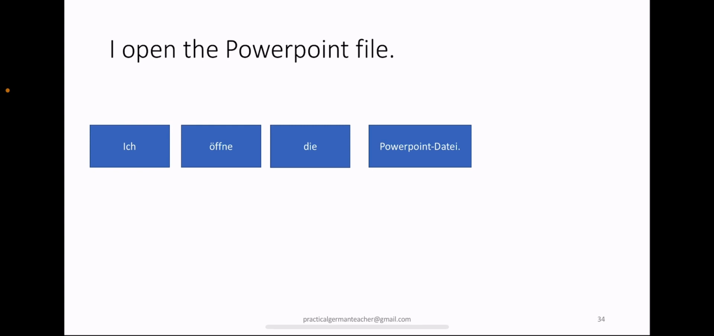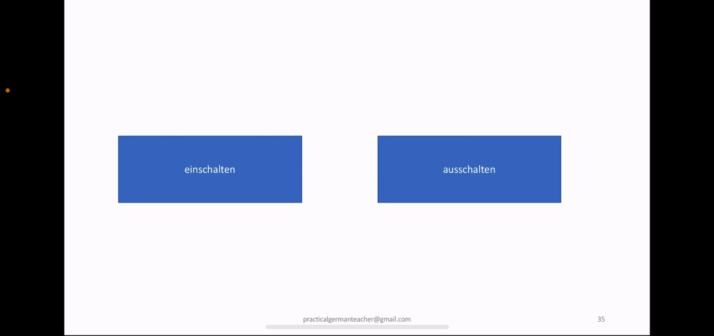Then you have I open the PowerPoint file. Again, you know how to say to open. How do you say file? It's Datei, and it is die Datei. So ich öffne die PowerPoint Datei. Again, einschalten is the opposite of ausschalten. Then let's say you have the verb sperren. Just giving one more example.